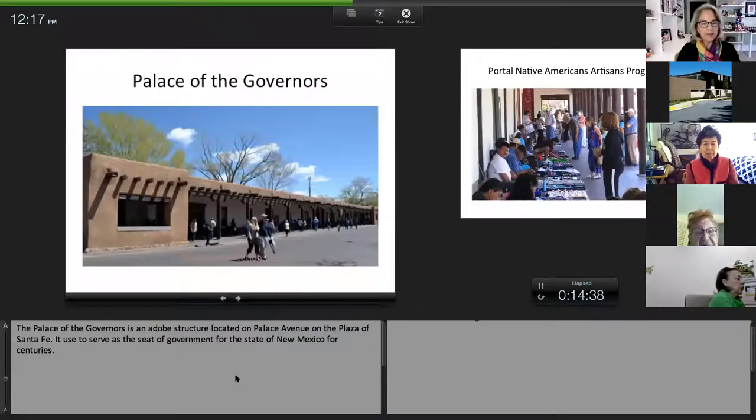We also got to see the Palace of the Governors, which is a long adobe structure that was originally the seat of the government for the state of New Mexico.